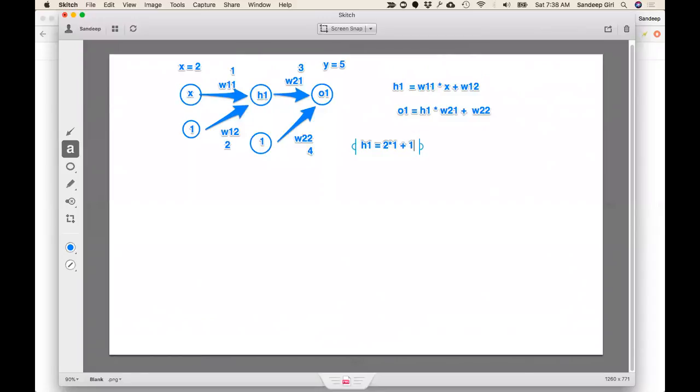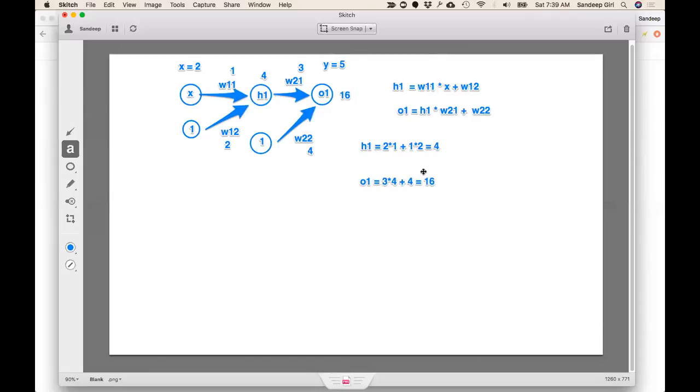2, you can say 1 into 2. This is 4. So H1 that has come out is equal to 4. Perfect. Now, O1 equals this 3 into 4 plus 4, correct? Which is 16, right? So let's just put it 16.